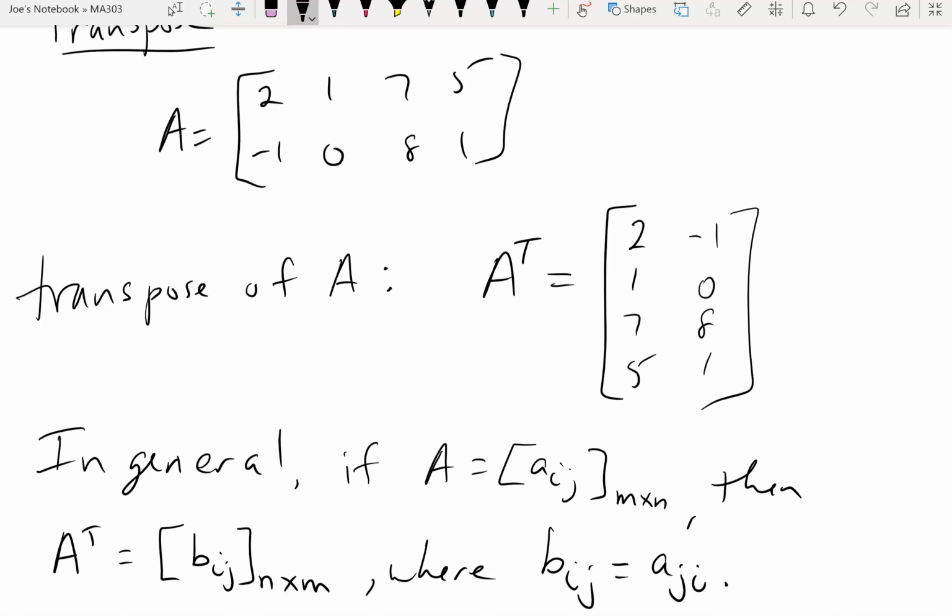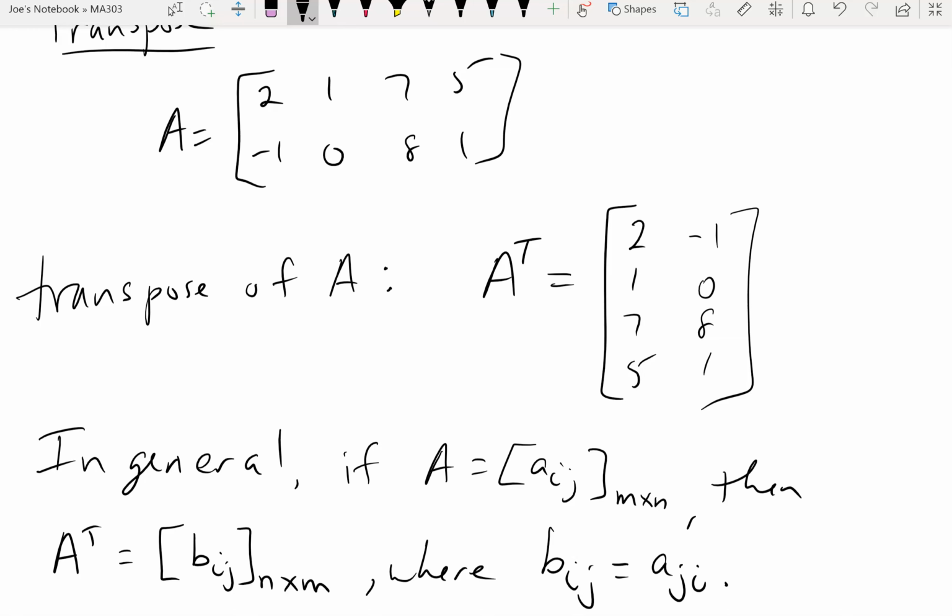So the arbitrary general entry in A transpose looks like a general entry from A, except that if I'm in row I and column J for the transpose, I pick out the entry that's in row J and column I for the original. Because again, we're reversing the roles. We're changing the roles of the row and the column in this case.